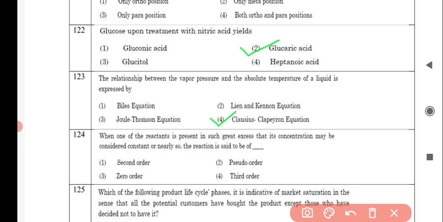Clausius-Clapeyron equation. Next question is, when one of the reactants is present in such great excess that its concentration may be considered constant or nearly so, the reaction is said to be of, and the correct answer is option number 2, pseudo order.